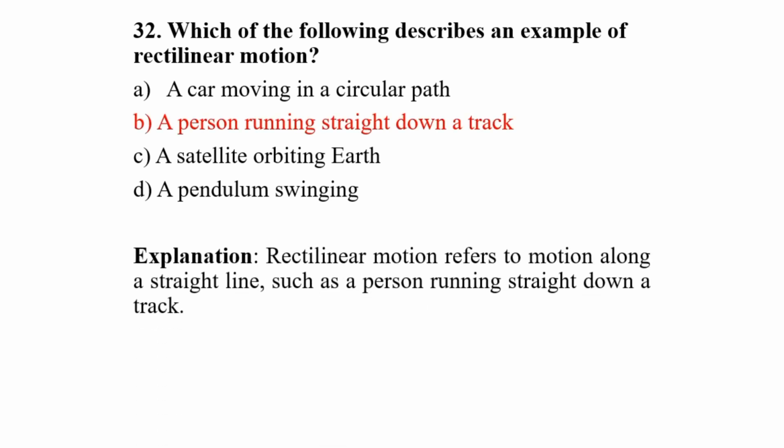The answer will be a person running straight down a track. A rectilinear motion refers to motion along a straight line, such as a person running straight down a track.